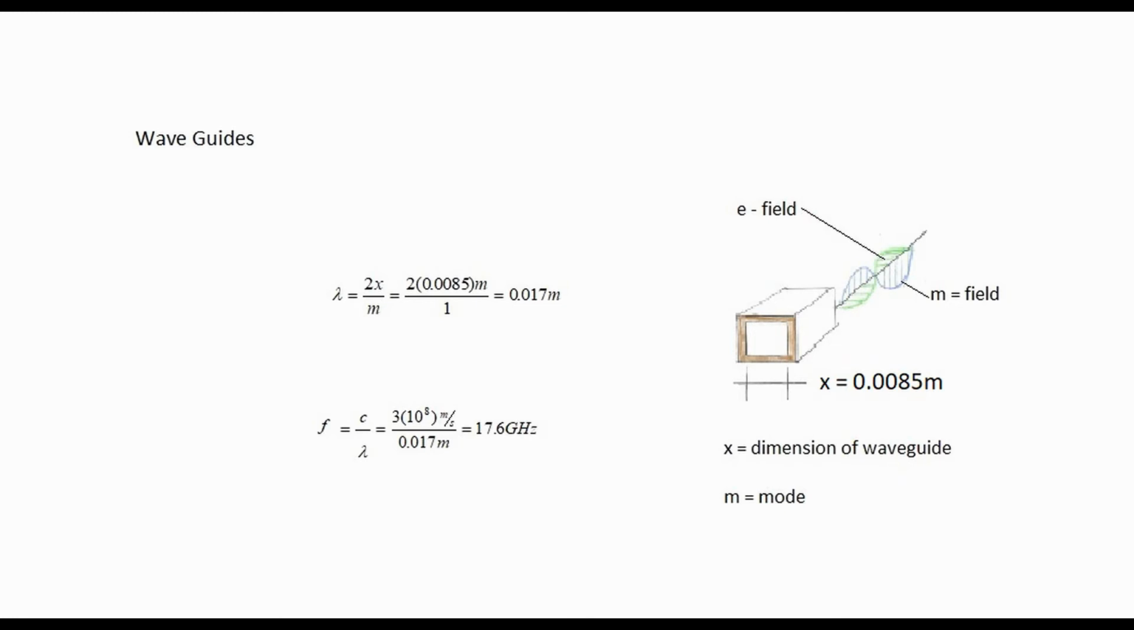Waveguides are hollow tubes that are used at higher frequencies. The frequencies of operation are determined by the physical dimensions of the waveguide. The first formula you see, lambda equals 2x divided by m, determines the cutoff wavelength, or the longest wavelength that can be put through this waveguide of this particular dimension. Once you find the wavelength, then you can calculate the frequency with the second formula, f equals c over lambda, in this case 17.6 gigahertz. M, the mode, refers to the orientation of the E field with respect to the M field. Usually they use mode 1.